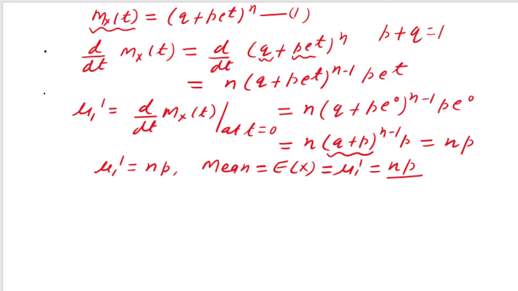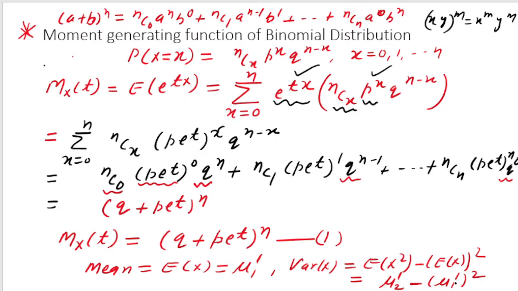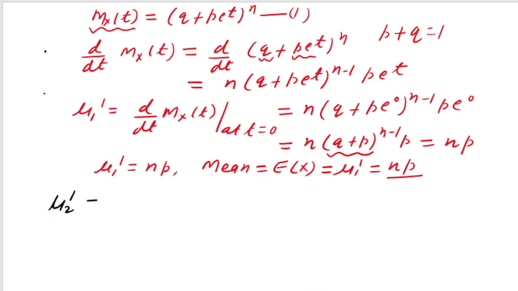But we also want to calculate the variance. To calculate the variance, we have to find mu2 dash, because the formula of variance is mu2 dash minus mu1 dash square. So first let us find mu2 dash. How to find mu2 dash? For that we have to differentiate the moment generating function. How many times? Two times, because we want the second order moment. So d2 by dt square of Mx(t).